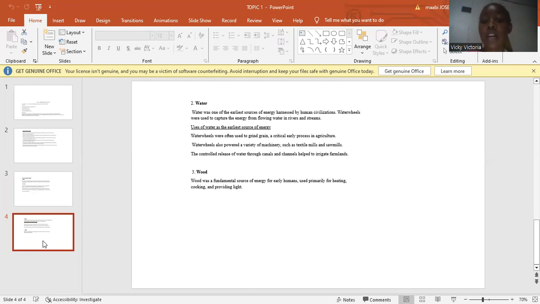Now this was a source or even use of wood as the earliest form of energy, because they could also use the wood as a means of carrying their crops. For example, you balance them between two substances. Hence, that was a use of wood as an early source of energy.